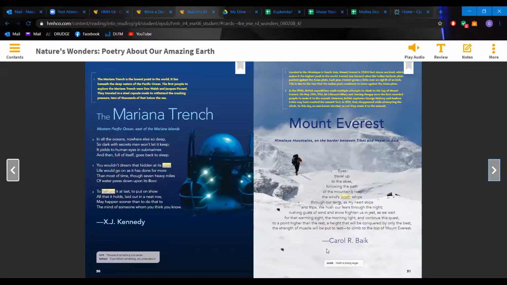Do we know exactly how tall Mount Everest is? Yes, it says 29,035 feet. 29,035 feet. It's in paragraph 1, on the first sentence. Awesome. What else can you guys tell me?